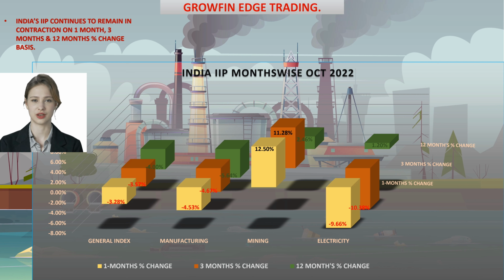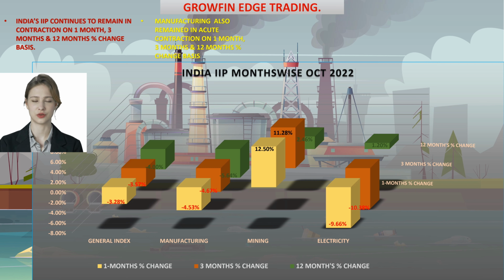India's manufacturing production decreased by -4.53% in October 2022 on 1 month percent change basis, while importantly, it decreased by -4.67% on 3 months percent change basis and decreased by -5.64% on 12 months percent change basis, indicating manufacturing also remained in acute contraction on 1 month, 3 months and 12 months percent change basis.